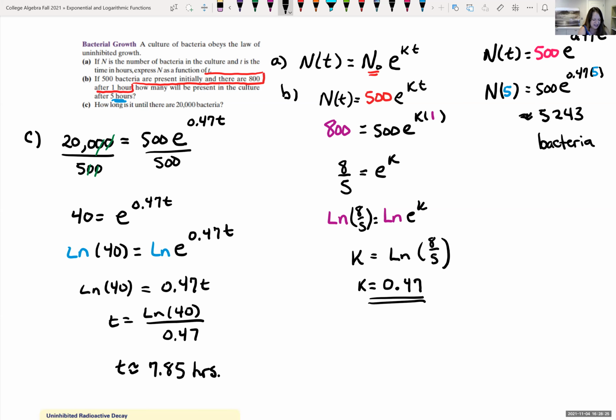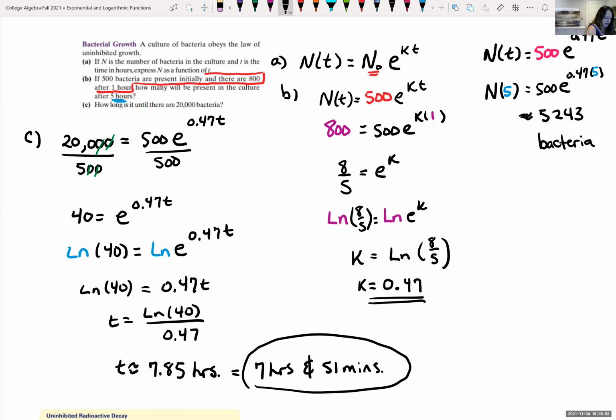.85 hours doesn't really sound great, does it? So we could figure out how many minutes. So if I did 0.85 times, there's 60 minutes in an hour, that would give me 51 minutes. So this is equal to 7 hours and 51 minutes. Okay, so that's how long it would take to grow from 500 to 20,000.